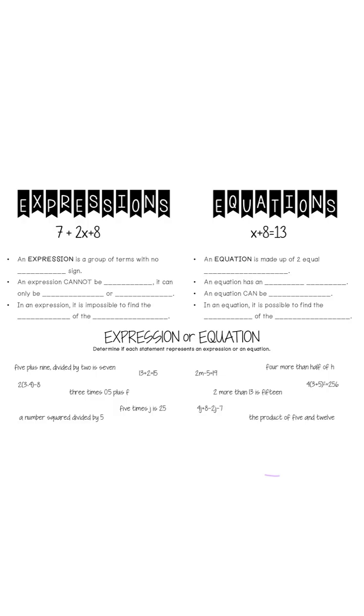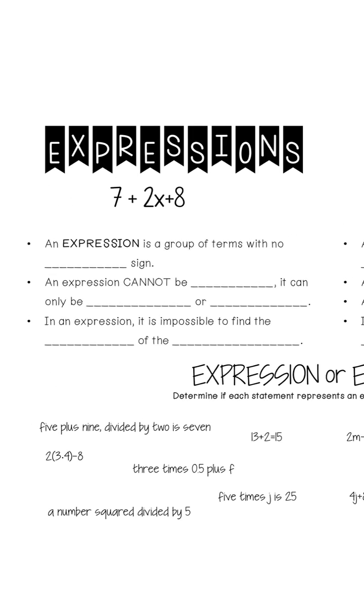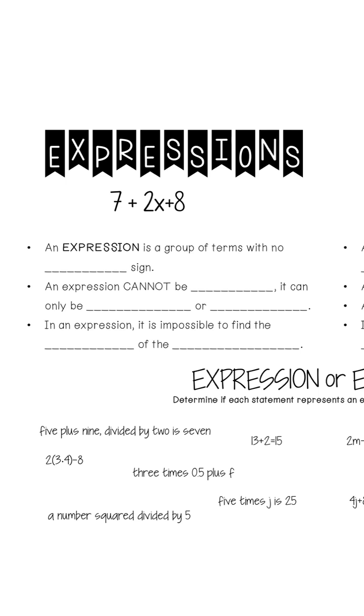Now we're going to talk about the difference between an expression and an equation. So an expression, it's a group of terms with no equal sign. So 7 plus 2x plus 8, that's an expression. There is no equal sign. An expression cannot be solved. I can't solve an expression. I can only simplify it or evaluate it. So it can only be simplified or evaluated.